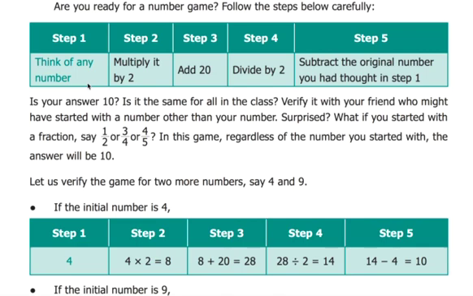Think of any number, x. Multiply by 2, that is 2x, plus 20, divided by 2. So 2 into x plus 20, divided by 2, gives x plus 10. Subtract the original x, and the answer is 10.